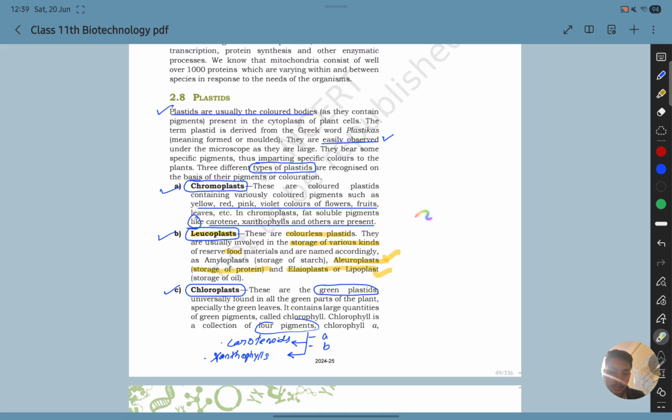It stores three kinds of foods: the aleuroplast, which is for the storage of proteins; amyloplast, where amylo means it stores starch; and elaioplast or lipoplast, which is for oil. So if there is an I in the name, that means it stores oil. If you see a U, as in aleuro, then it is for protein, and if it's amylo, then it is for starch.